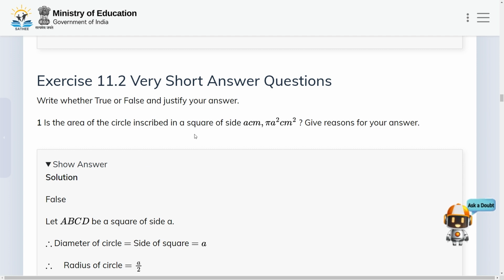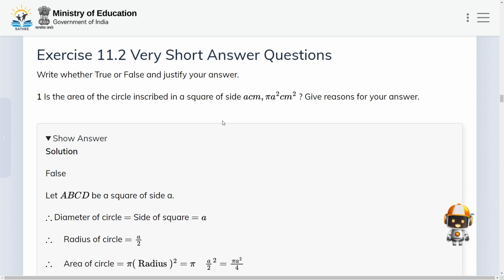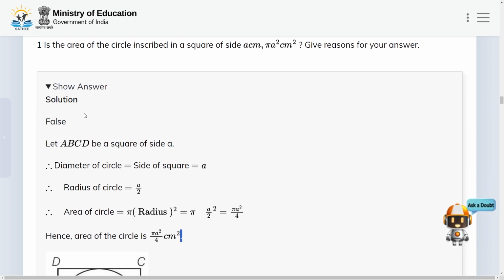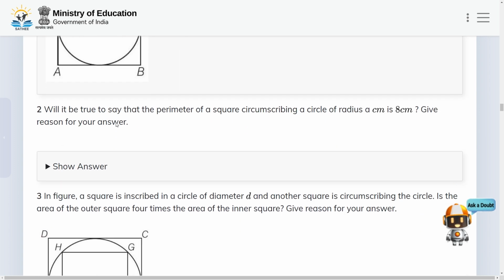So we find the area of the circle inscribed in a square with side a centimeter is pi a squared by 4. So the area of the circle is not pi a squared centimeter square. So this statement is false. Now let us move to the next one.